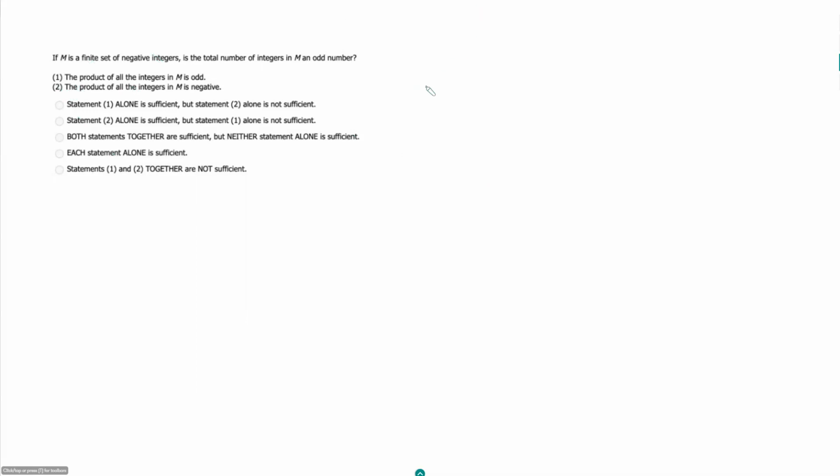Say I have 3 numbers in my set. So it's going to be 3 negative numbers. And so when I multiply these together, a negative times a negative will be a positive, but then I have this extra negative remaining. So I'll have a positive times a negative, and the whole thing will be negative.